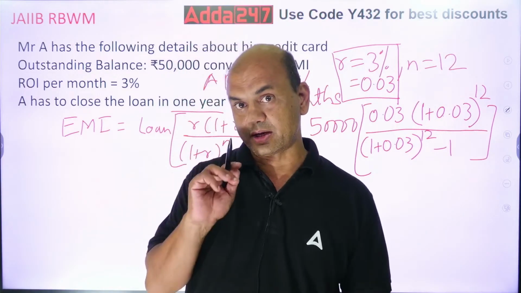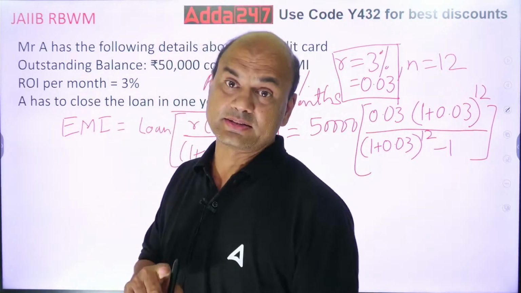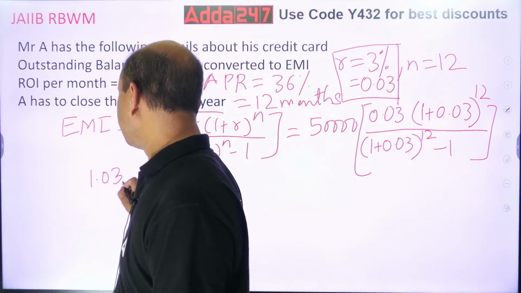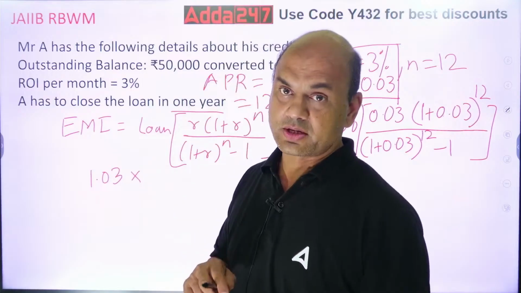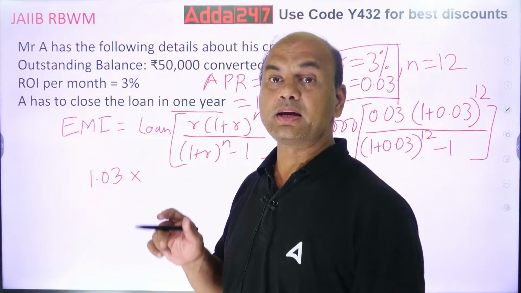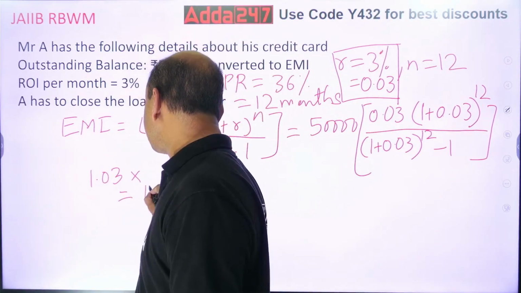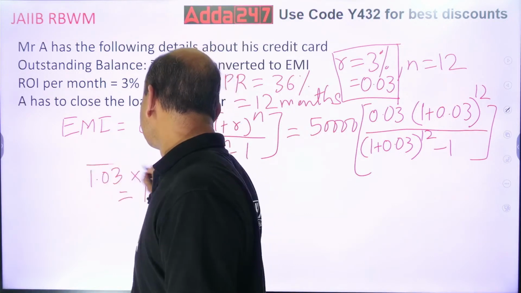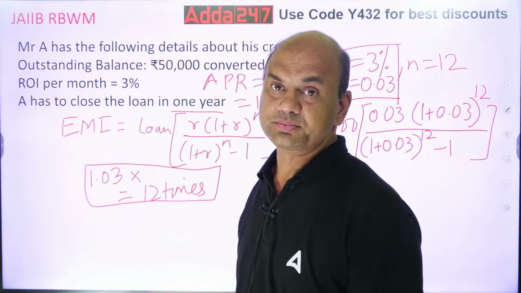I'll tell you the trick. Type on your normal black calculator: type 1.03 and then type multiply. Pay attention everyone. 1.03, you want 1.03, right? Type multiply, then type equal to. Go on typing equal to. How many times? 12 times. This trick you have to follow. This is an important trick which is not given in the books. Okay, it is not given in the books.